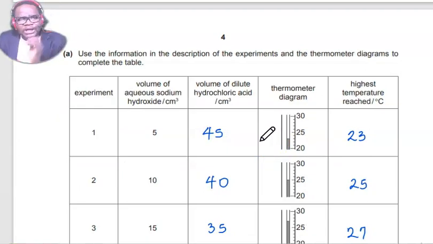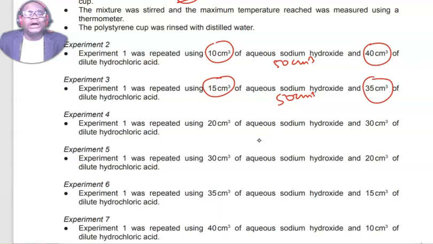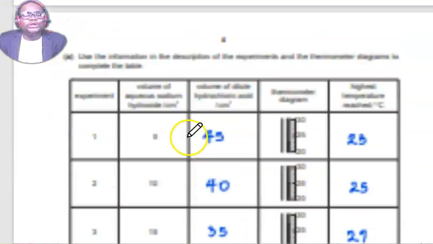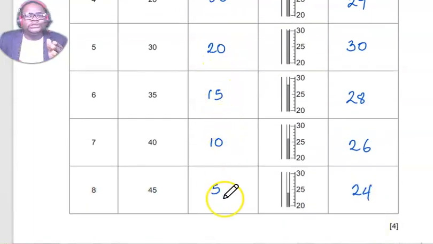So let us take this A. We are supposed to measure the temperature change from the diagram of the thermometer here. Okay, then the volume of the acid used for the first experiment is 45. Okay, for the second experiment, it's 40. The third is 35. Next ones are 30, 20, 15, and 10. So you record the volume of your hydrochloric acid used accordingly in this table.